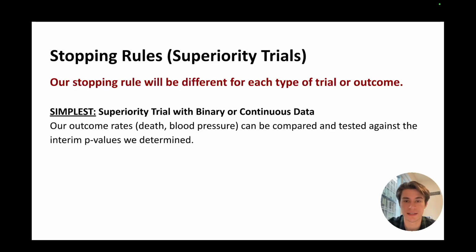When it comes to specifying our stopping rule, this is different for each type of trial and each type of outcome. The simplest I find is for a superiority trial with binary or continuous data. That's when you're dealing with an outcome rate, like a rate of death or a patient's blood pressure, which can be compared and tested against the interim p-values we determined.